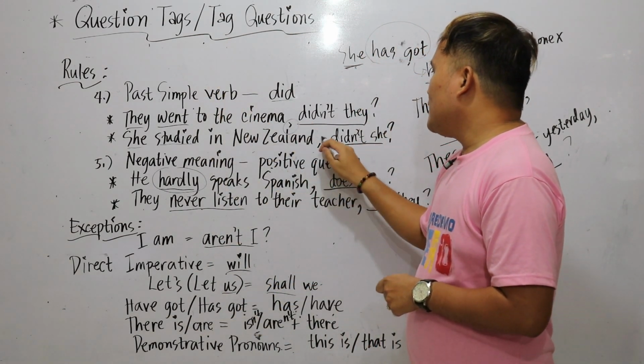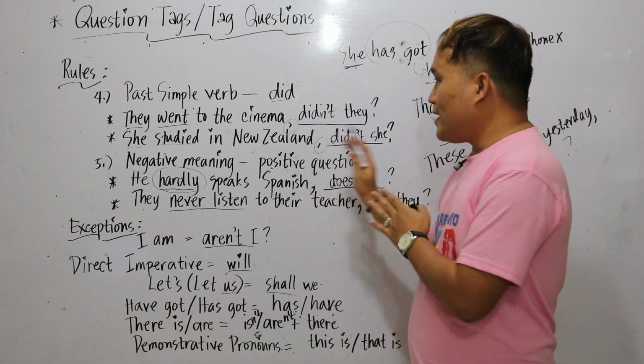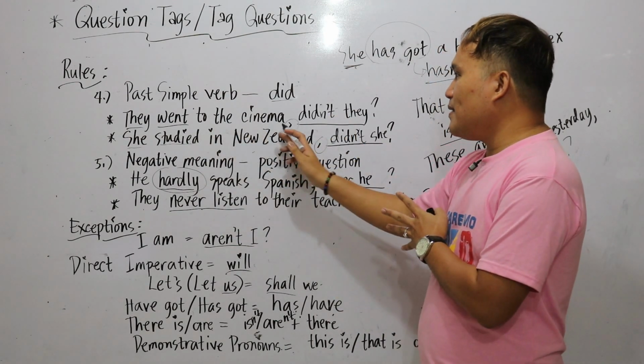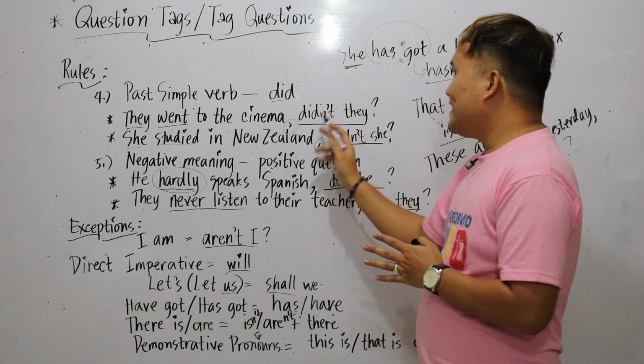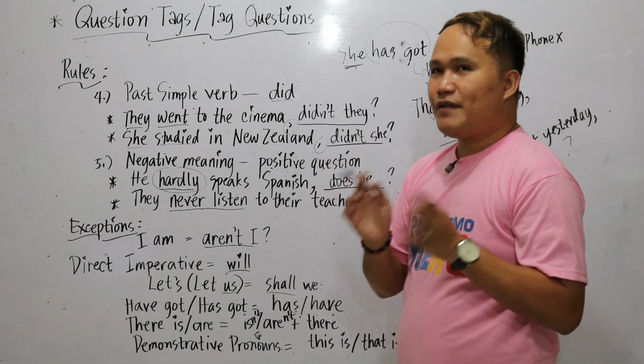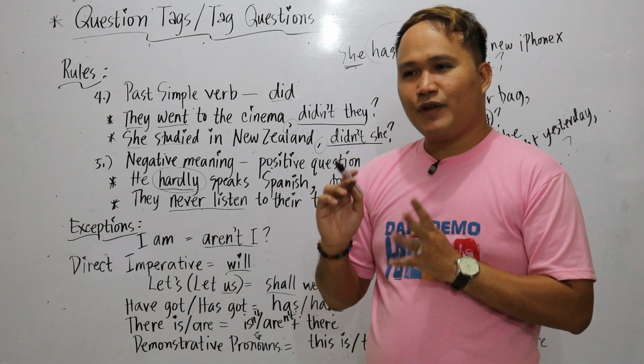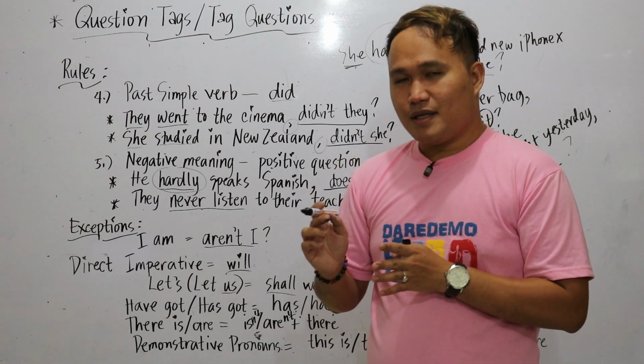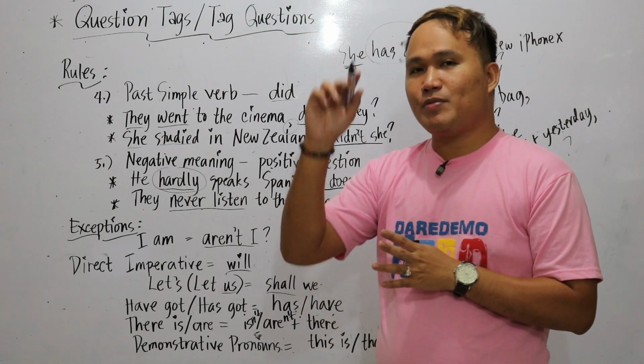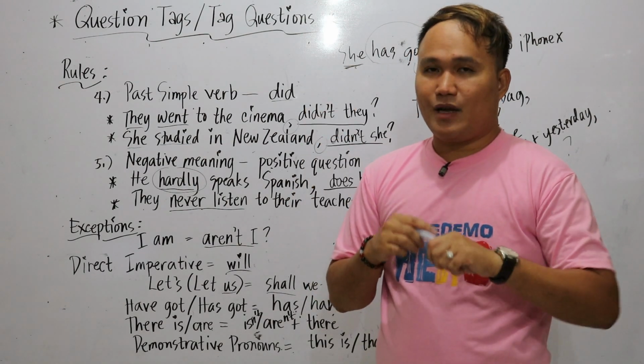Before we end this video, always remember for tag questions, as you noticed, there's a comma before the tag question. So, they went to the cinema, comma, didn't they? After the statement, there should be a comma before the tag question.